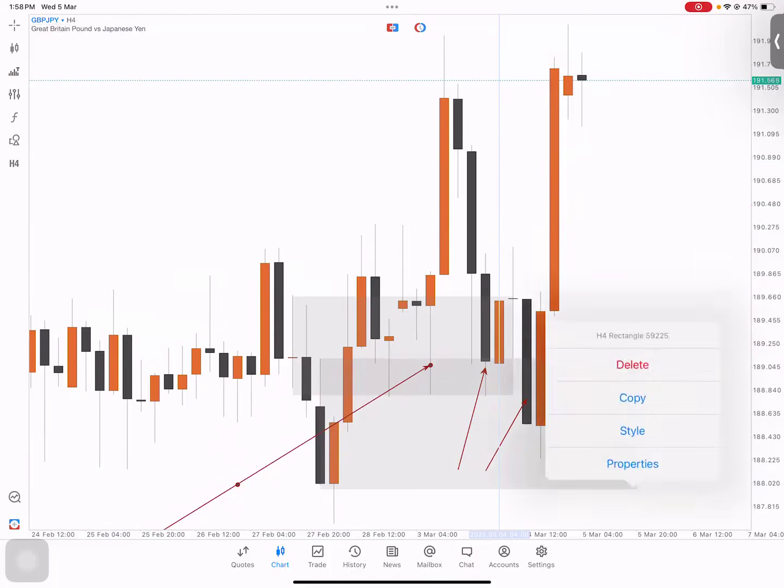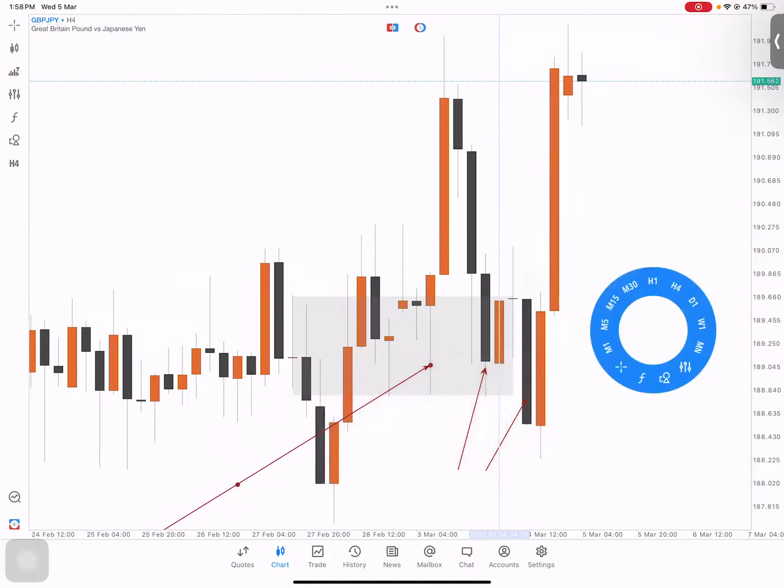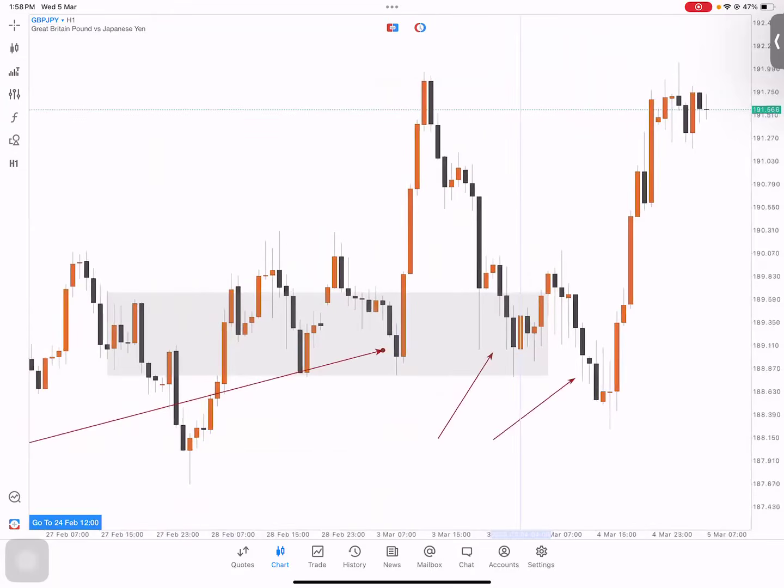Okay, this one I delete first. Okay, H4. After that, I go to H1. After I go to the H1, I saw this EG buy. Okay, I saw this EG buy. So what happened?